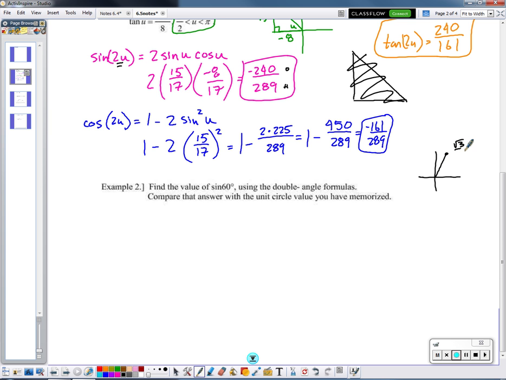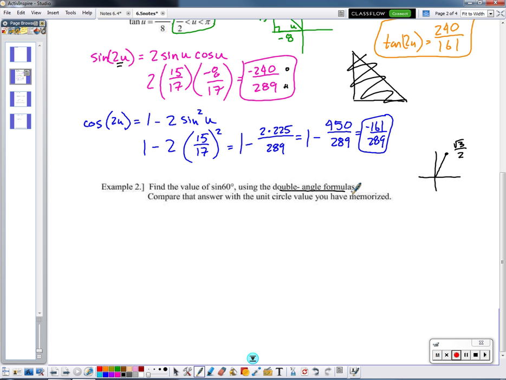However, they want me to use the double angle formula. So I need to figure out a way to double, kind of, what number could I double to get 60, if that makes sense. That's the question I'm asking myself. What number could I double to get 60?